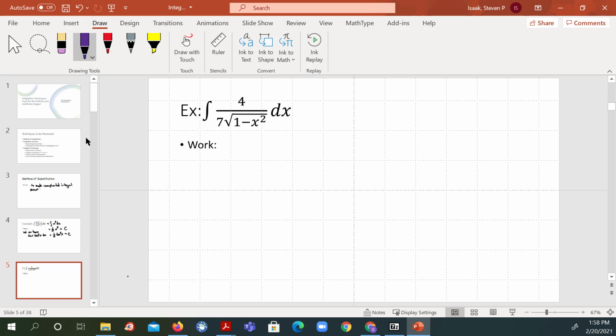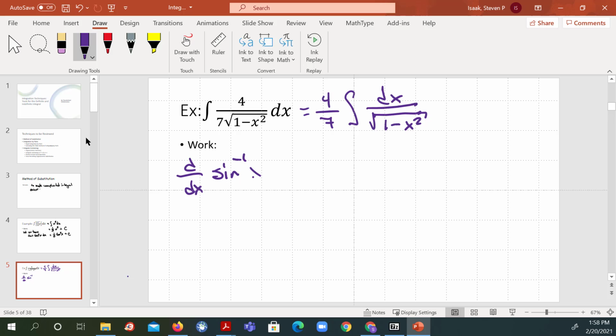Alright, here I'm going to start by factoring out 4/7, and I'm not even going to use a u substitution because I immediately recognize this as a derivative of an arc sine. So this is 4/7 the arc sine of x plus constant.